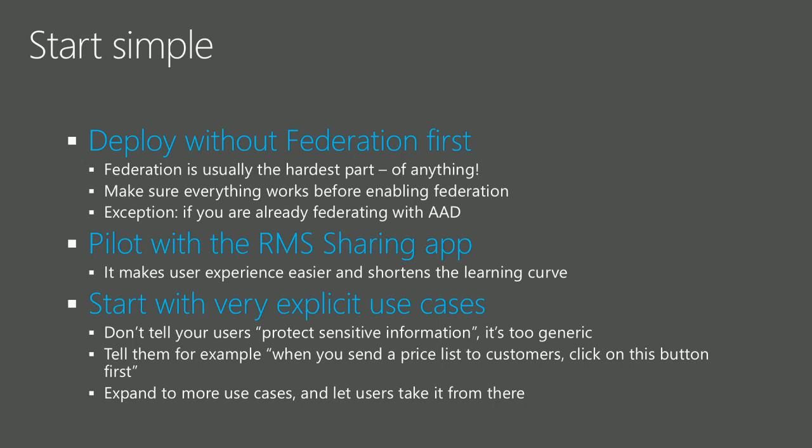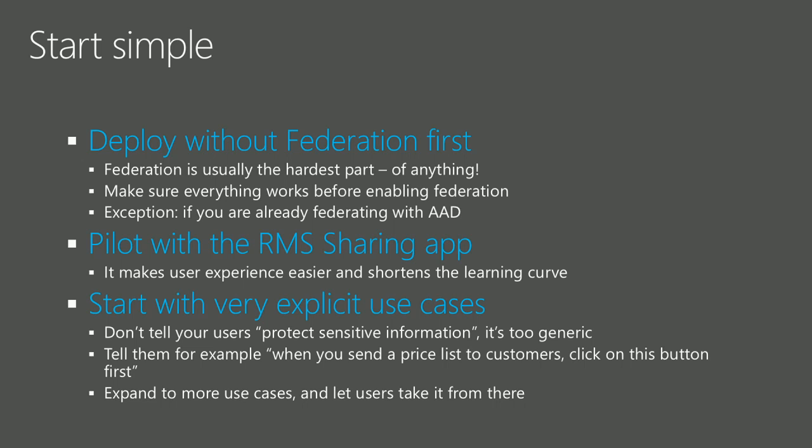Another important hint is to start with very explicit use cases. One recipe for failure in any security technology is to tell your users, when you have sensitive information, protect it with this technology. That's so vague that users are going to fail 100% of the time. They're never going to do it because they don't know. I'm clicking on this button. Is that a sensitive operation? They don't think in those terms.